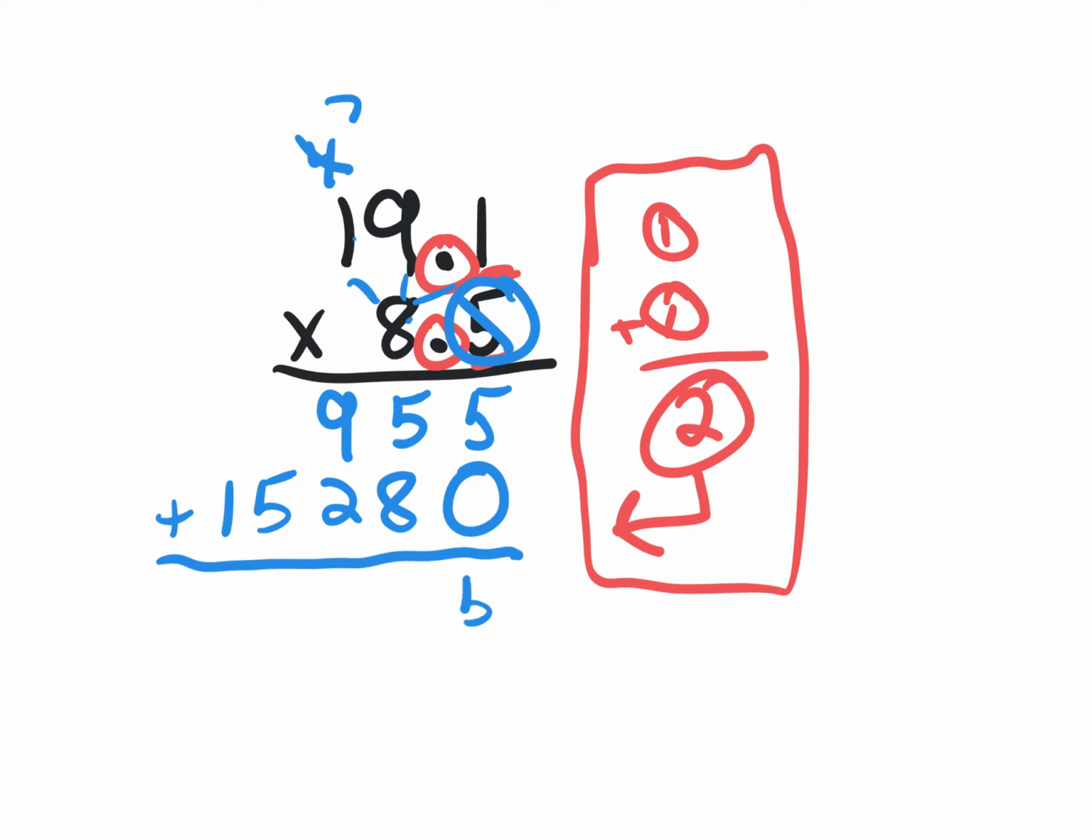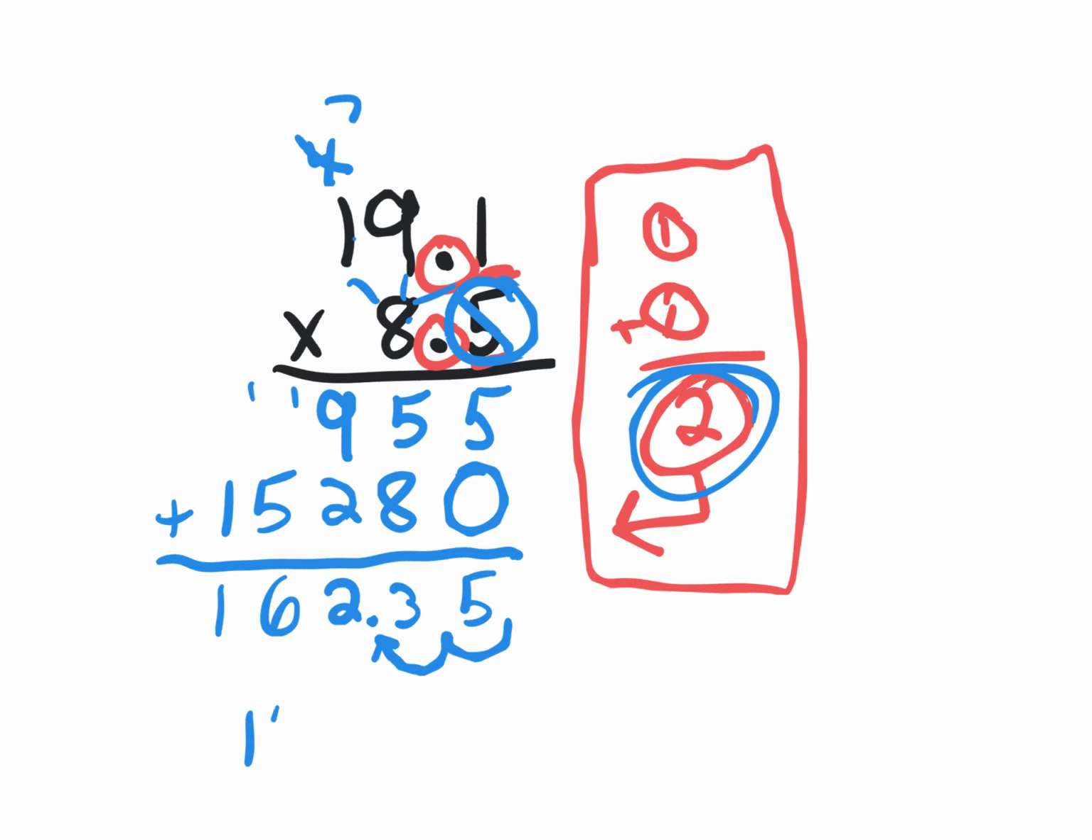5 plus 0 is 5. 5 plus 8 is 13, carry the 1. 9 plus 1 is 10, plus 2 is 12, carry the 1. 5 plus 1 is 6, and the 1. Now, where's our decimal go? Well, 2 spots over. Here we go, 1 and 2. Plop in the decimal, and rewrite the final number as 162 and 35 hundredths.